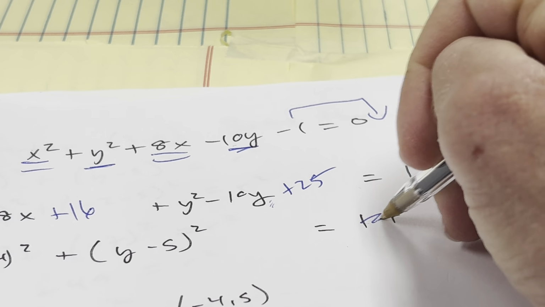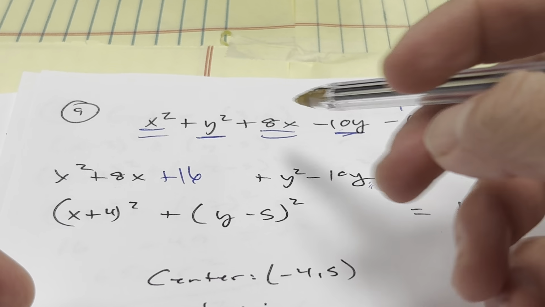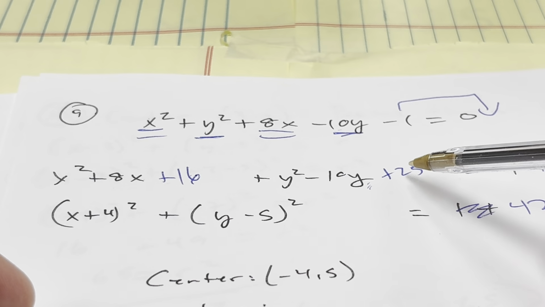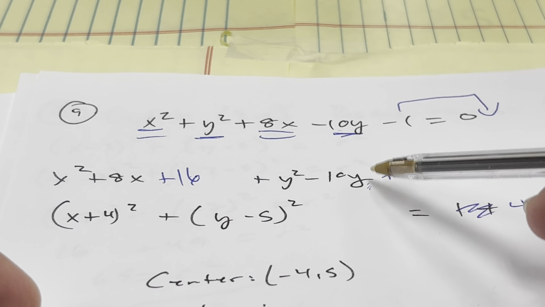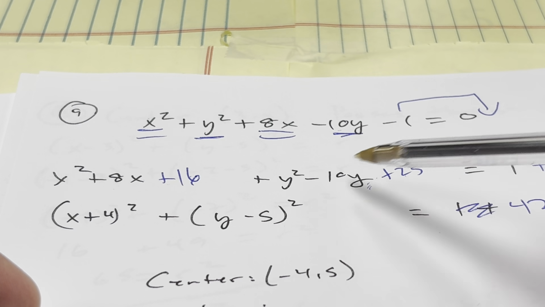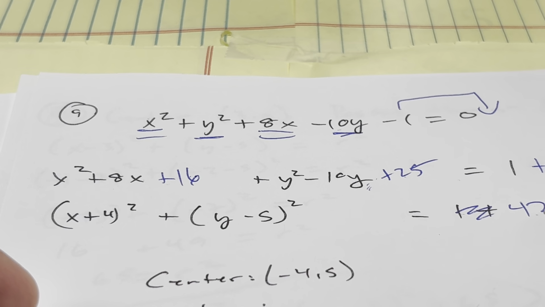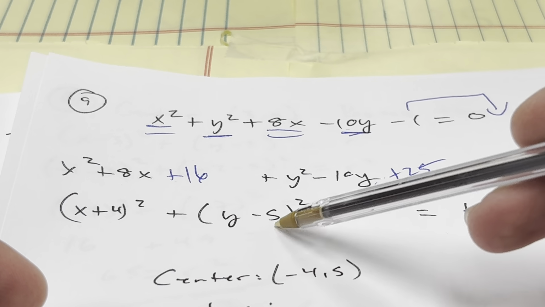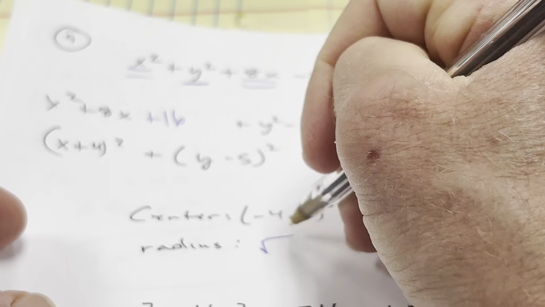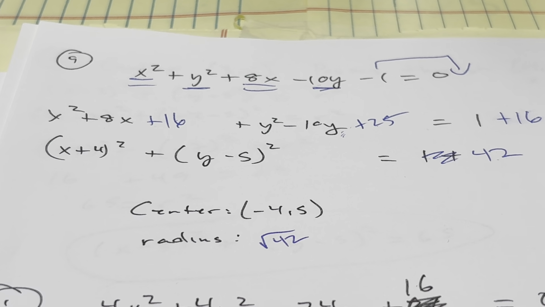which is 42. Multiplies to 16, adds to 8, it's 4 twice. It's also half the middle term. Well, multiplies to 25 and adds to negative 10. It's negative 5 twice. What's half of negative 10? Negative 5. So x plus 4 squared plus y minus 5 squared is equal to 42. The center is a negative 4, positive 5, and the radius, if r squared is 42, r is the square root of 42, which will not break down.